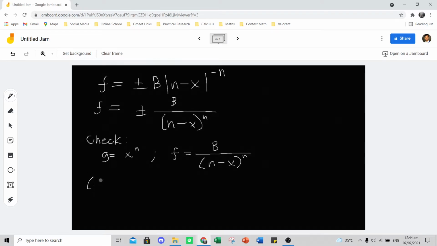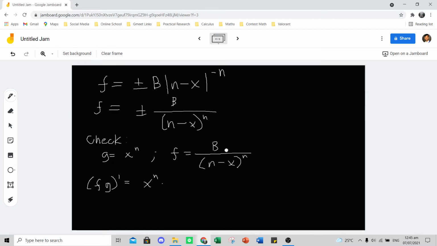So we check the derivative of fg, right? We can use the product rule, or you can combine it and then use the quotient rule, but that's kind of too hard. So we can use the product rule. Let's do g, so x raised to n, times f prime, the derivative of this.